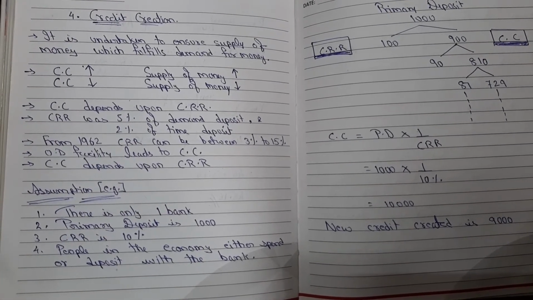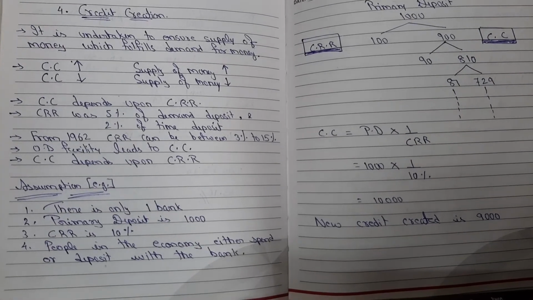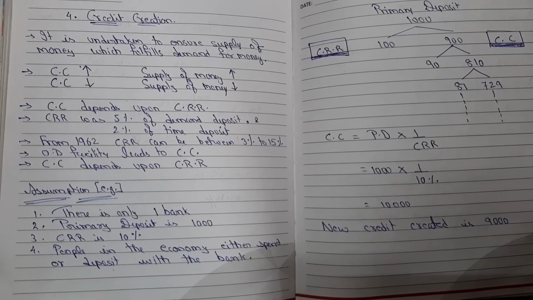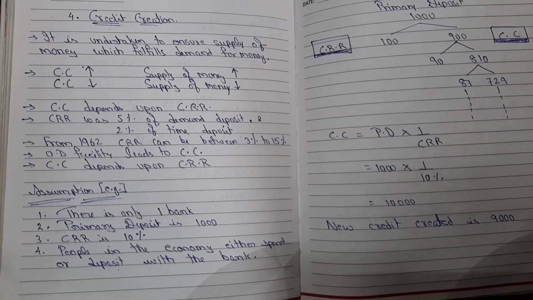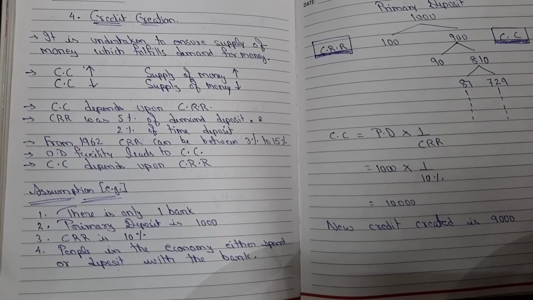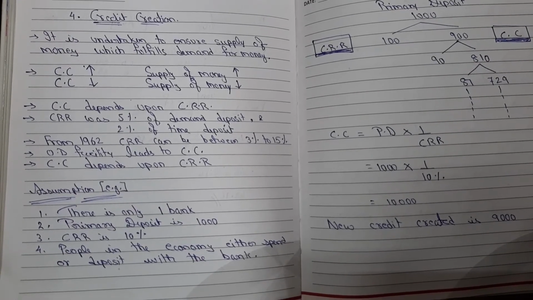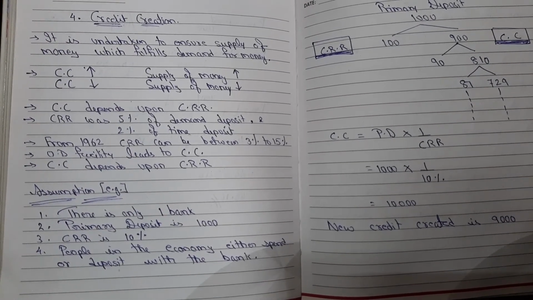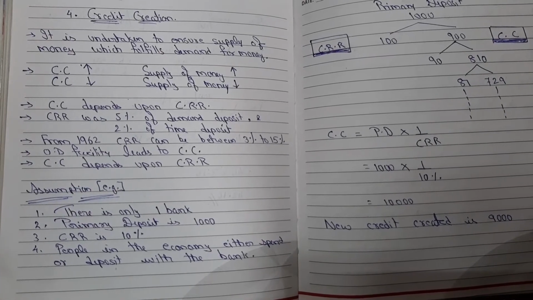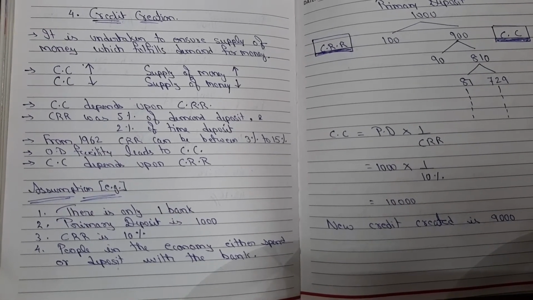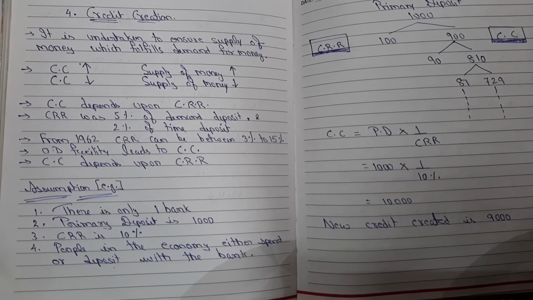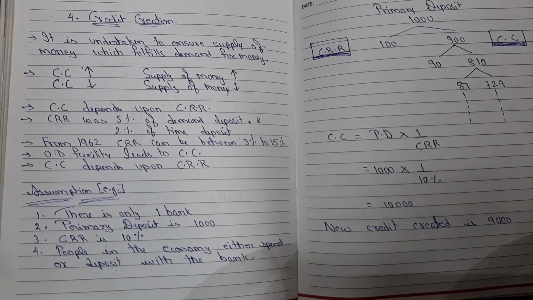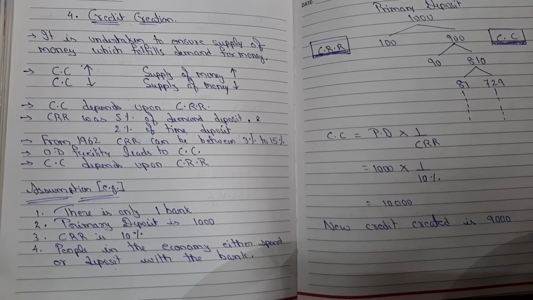Overdraft facility leads to credit creation. You should understand this thing, that overdraft facility leads to credit creation. Now overdraft means when a person withdraws excess amount from the bank over and above the balance available, that is called overdraft. In other words, if there is 5,000 rupees in the bank, you withdraw 6,000, then 1,000 additional that you have withdrawn is called overdraft. So we can say that credit creation depends upon cash reserve ratio.